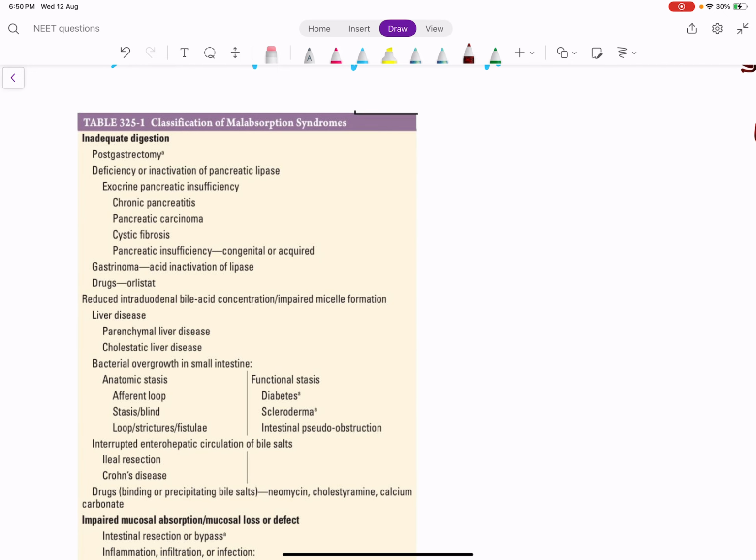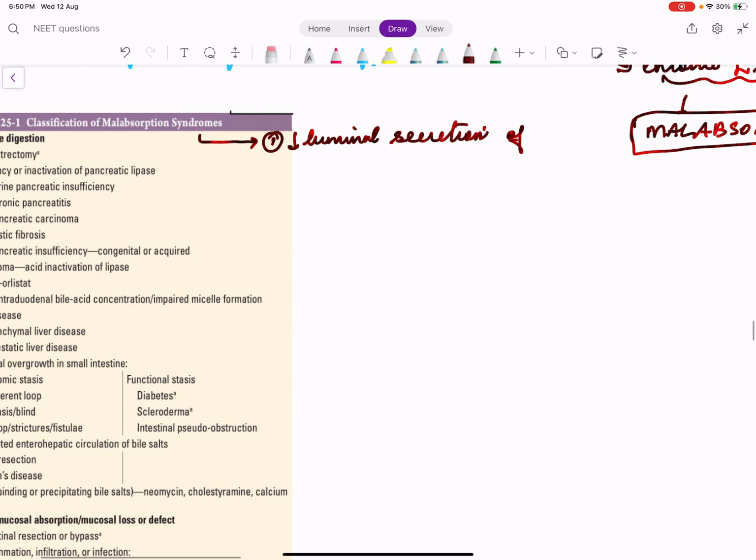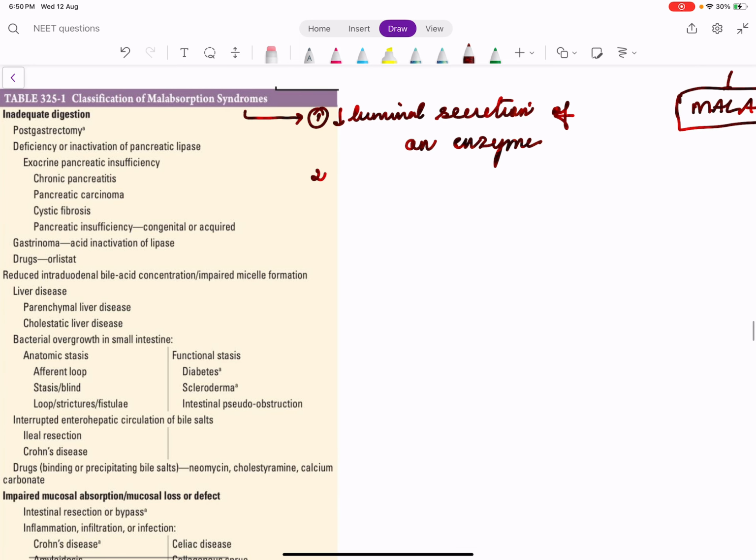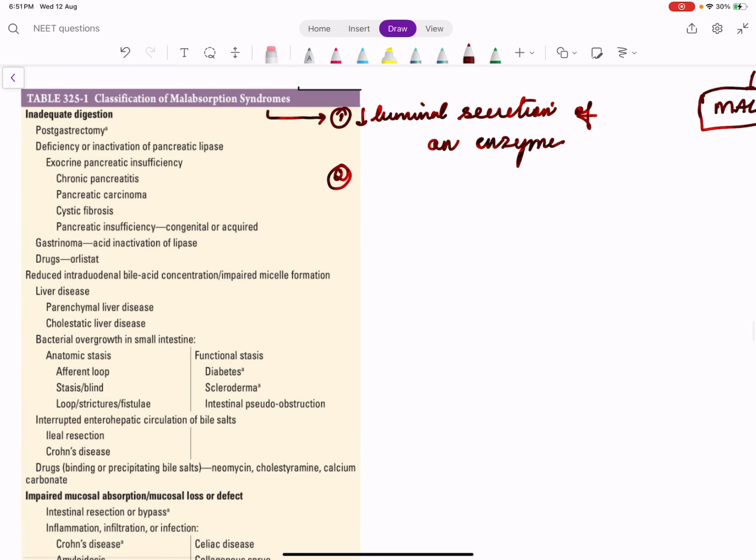So when there is malabsorption, the mechanism can be due to 3 things. One, there is reduced luminal secretion of a particular enzyme. When there is reduced luminal secretion of an enzyme, obviously digestion is going to be abnormal and there is going to be diarrhea. Next we have problems with the mucosa itself. When the mucosa is damaged, for example in diseases like celiac disease or radiation enteritis, obviously it cannot absorb, right?